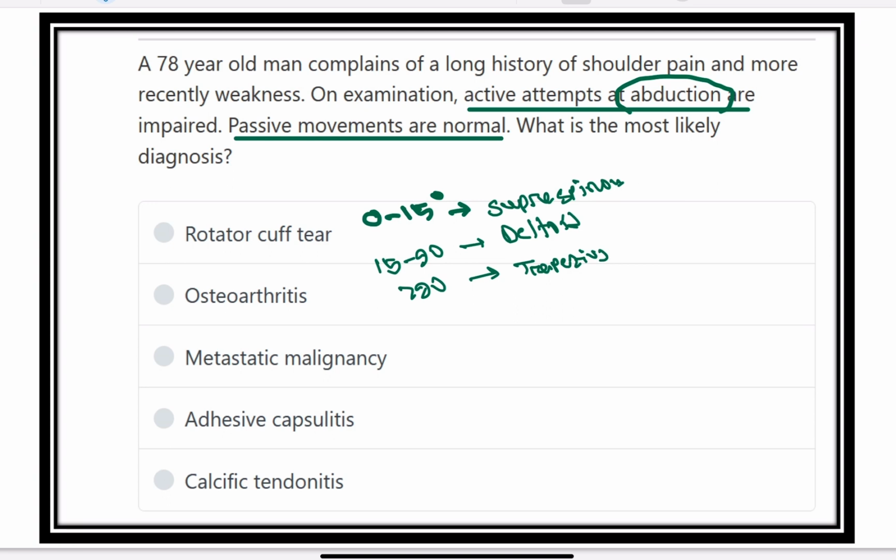Here the active abduction is lost. That could be the supraspinatus, deltoid, or trapezius; any of them may be lost. And actually, the active attempts, that means the initiation, is done by the supraspinatus. So there is a chance of injury to the supraspinatus muscle or tendon.